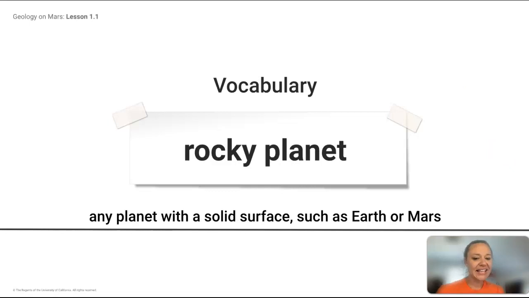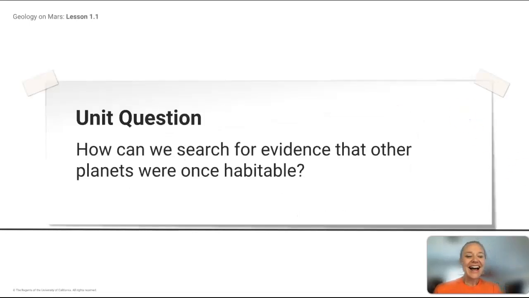Rocky planet is any planet with a solid surface, such as Earth and Mars. So those are the ones that we're probably most familiar with, but there are other rocky planets in our solar system as well. Our unit question is, how can we search for evidence that planets were once habitable? So how can we search for evidence? How can we look for ways to show that a planet might have once supported life?